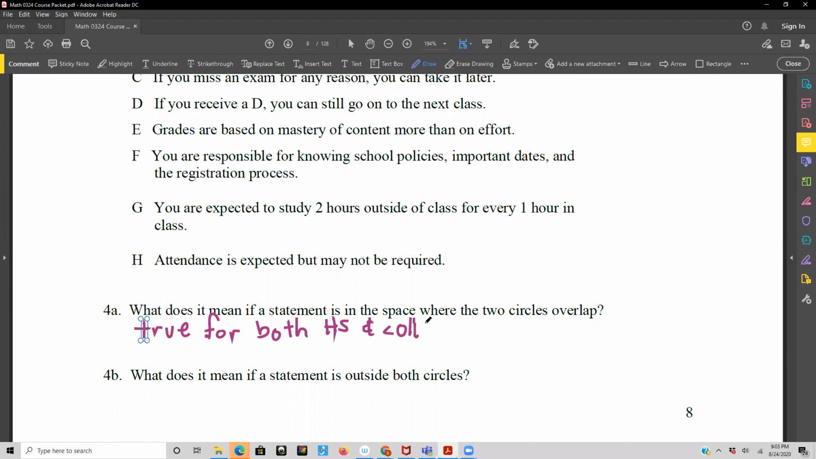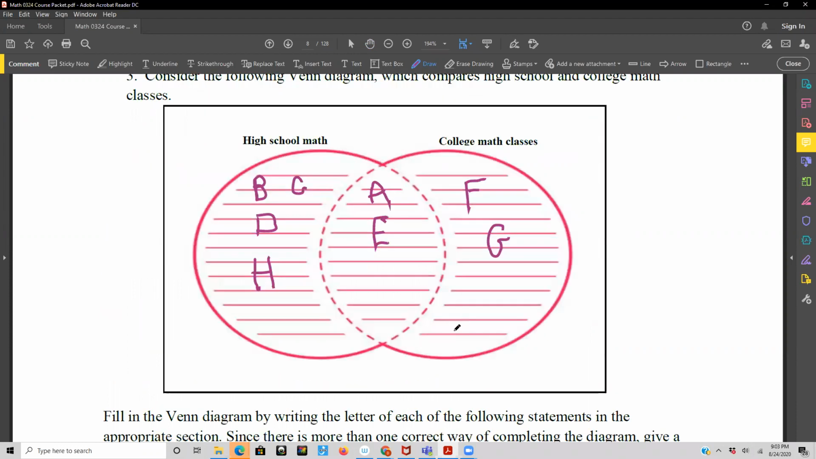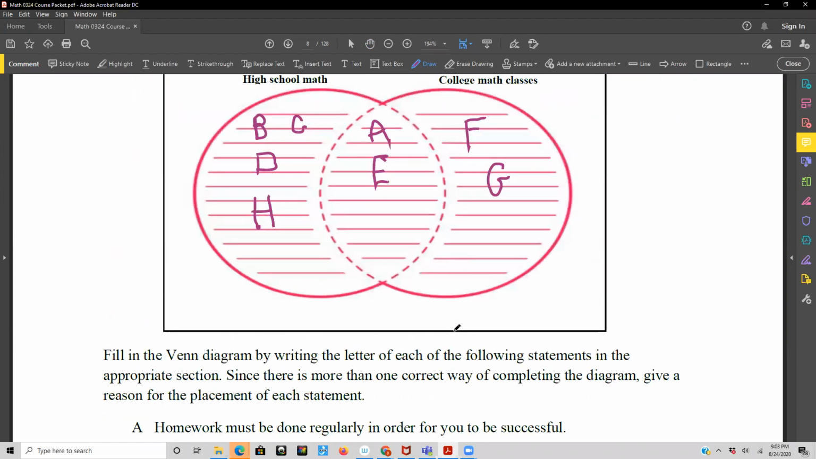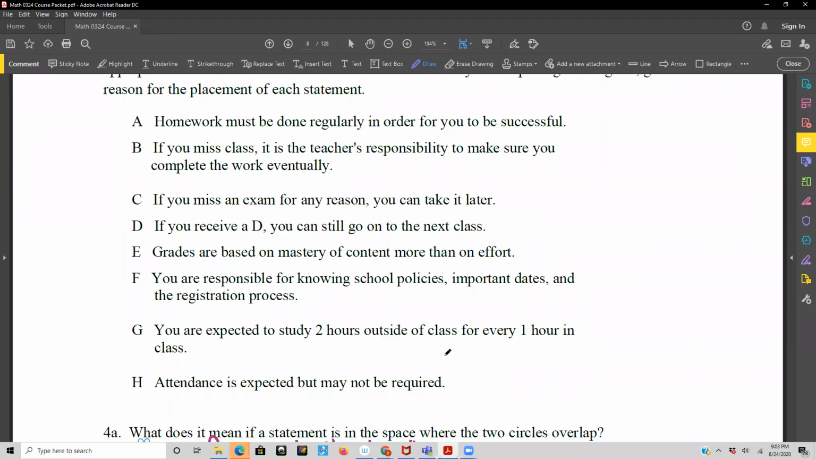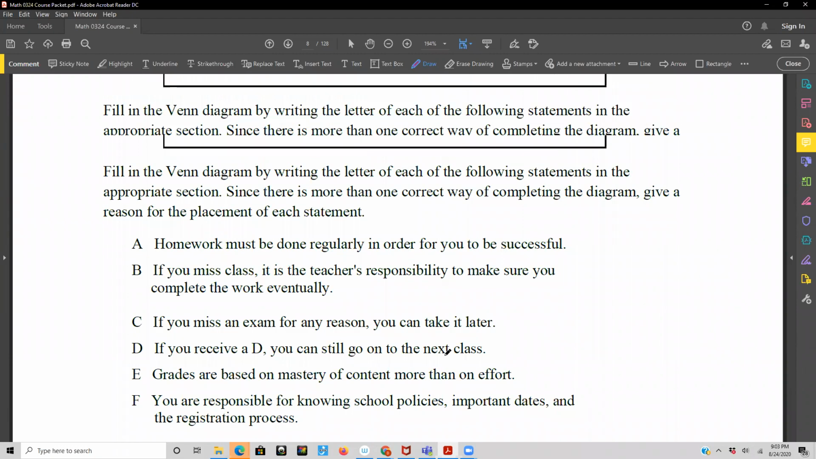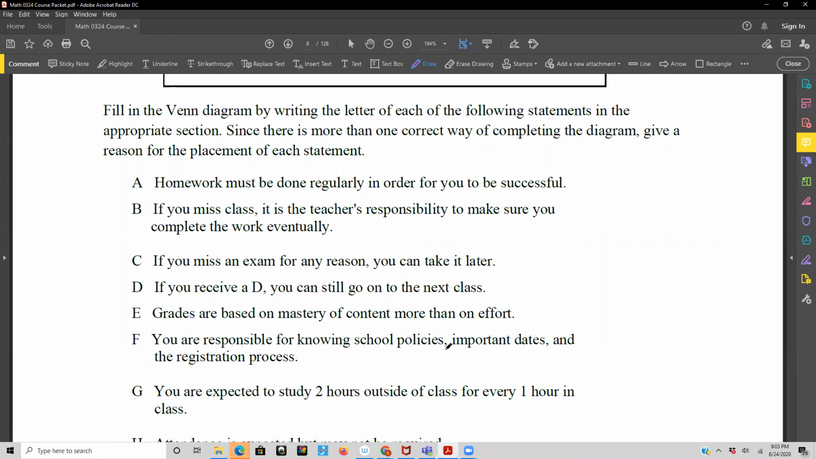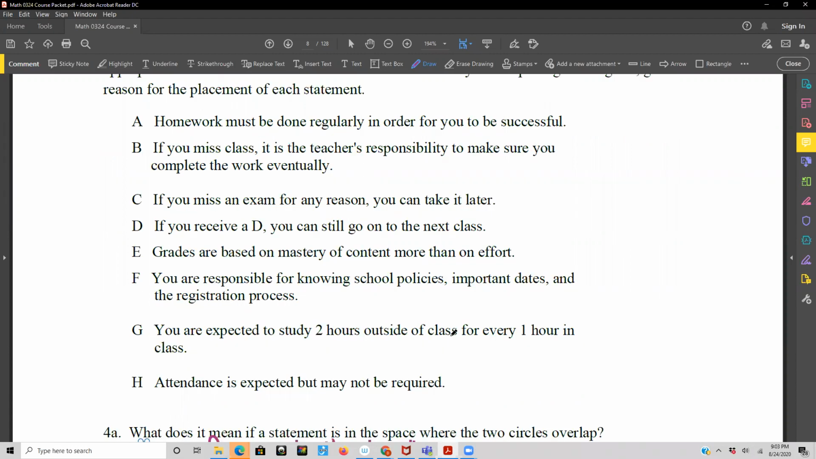All right, what does it mean if a statement is outside both circles? I didn't have anything outside both circles, but if I have something outside of both circles, it means that neither one is expecting me to do that. So the intent is expected but may not be required. We'll put that one outside because this may not be true for either one of them.